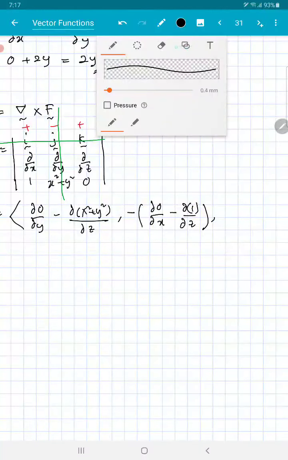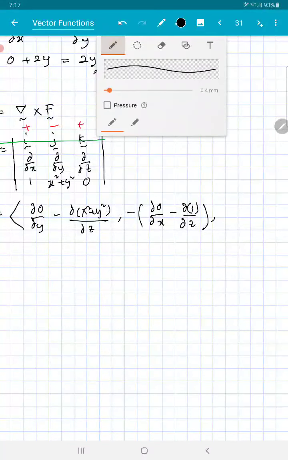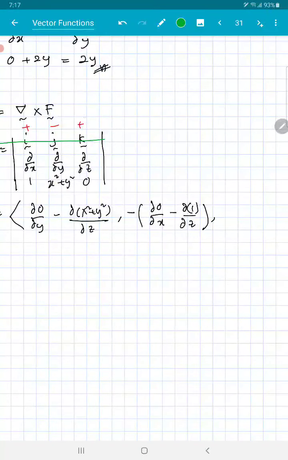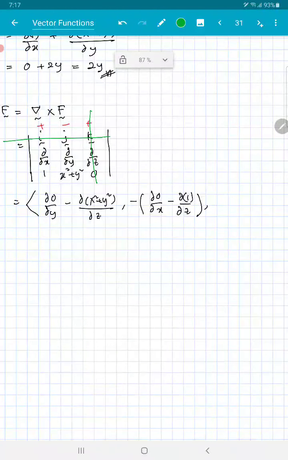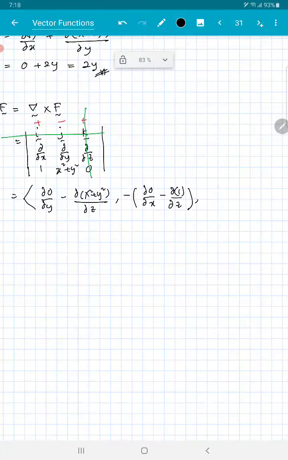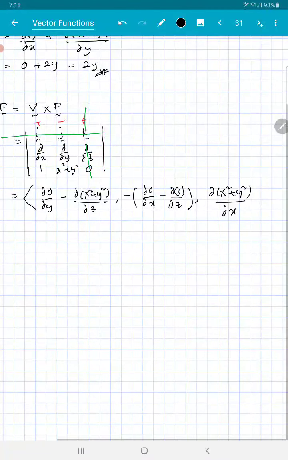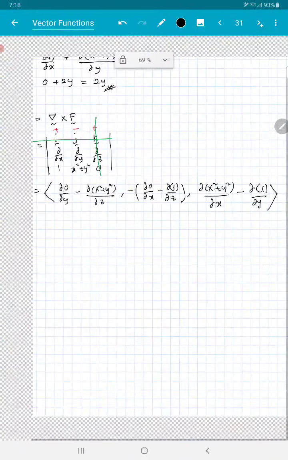Now we cross out the first row, third column. You end up with a 2 times 2 matrix, where you have partial x of x squared plus y squared. So we have x squared plus y squared, differentiate that with respect to x, minus partial 1 partial y. And some of you can do this very quickly.